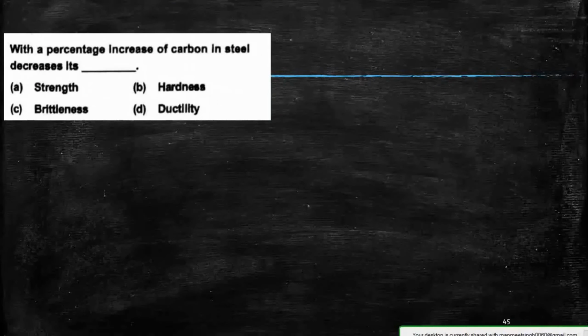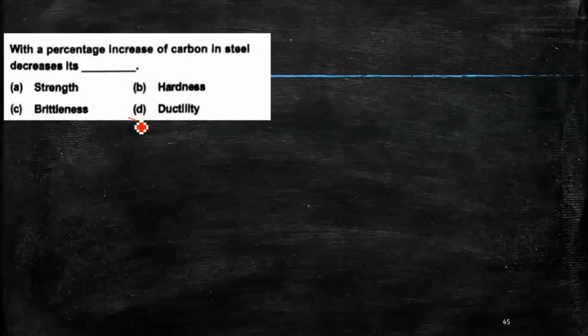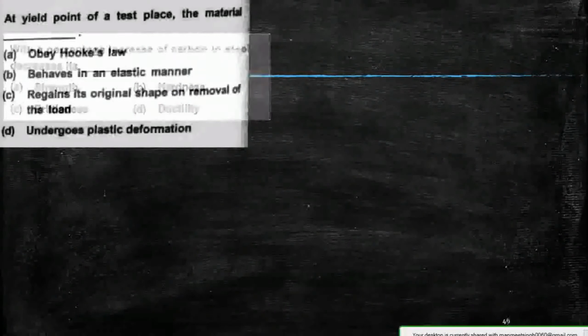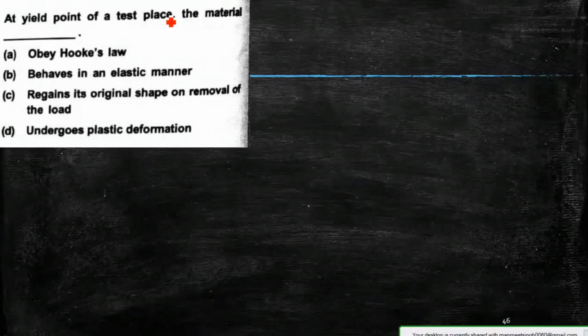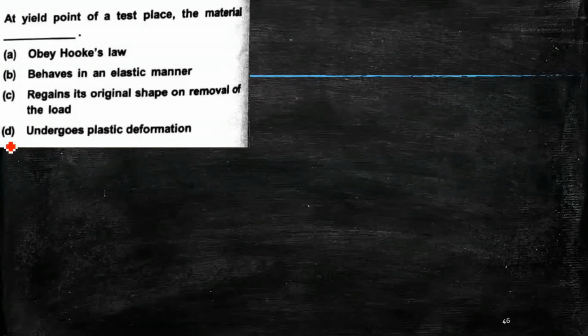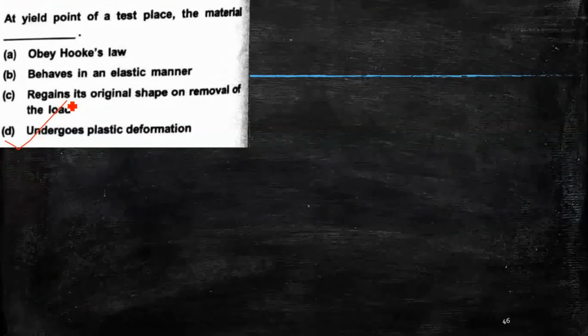So next question, we have, with percentage increase of carbon in steel, its ductility decreases. As the percentage of carbon increases, its strength increases, ductility reduces, and corrosion resistance also reduces. Going to the next question, we have, at the yield point of a test piece, the material obeys Hooke's law, behaves in an elastic manner, regains its original shape on removal of load, or undergoes plastic deformation. The correct option is option D, undergoes plastic deformation.